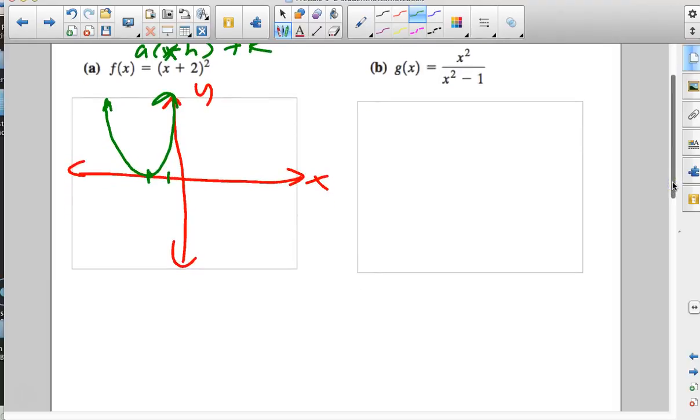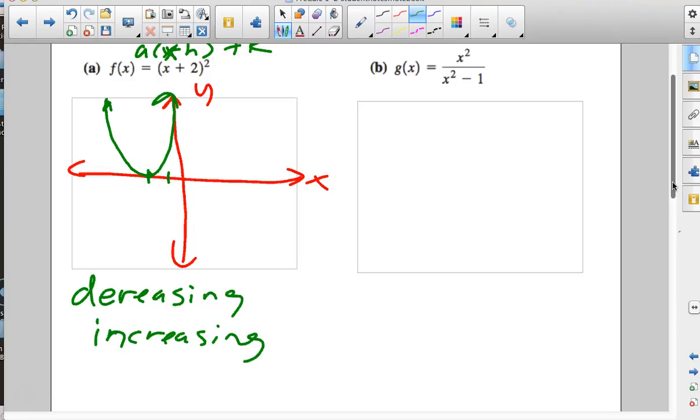So as we look at this, we can see there's part of it that's going to be going down, there's part of it that's going to be going up. So decreasing, we'll want interval, and increasing. We read graphs from left to right. So on what interval is this decreasing?